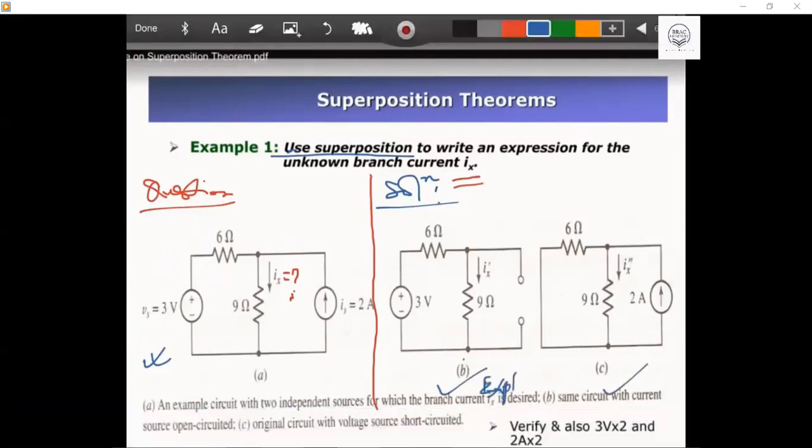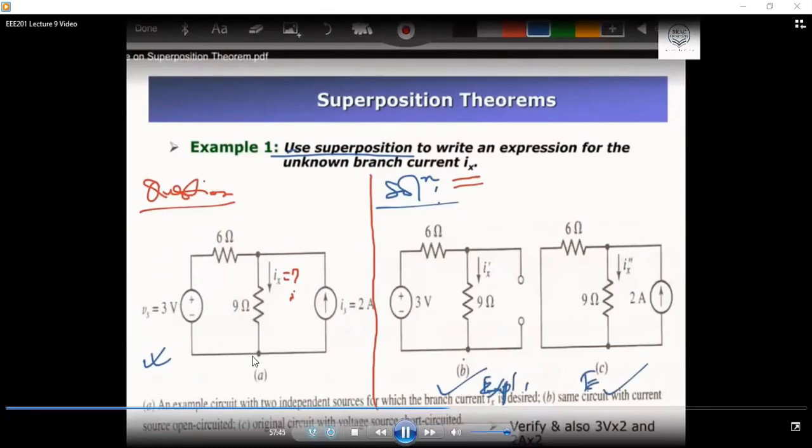Now you tell me, in experiment 1, which source is active? There are 2 sources. One is a current source, one is a voltage source. In experiment 1, which one is active? Current source or voltage source?